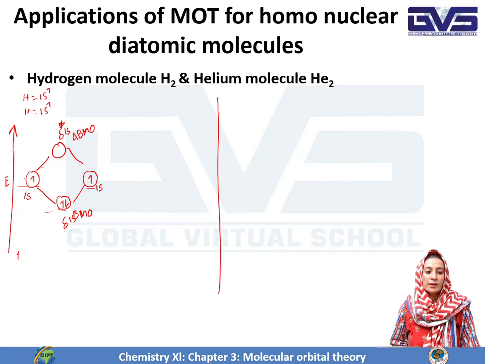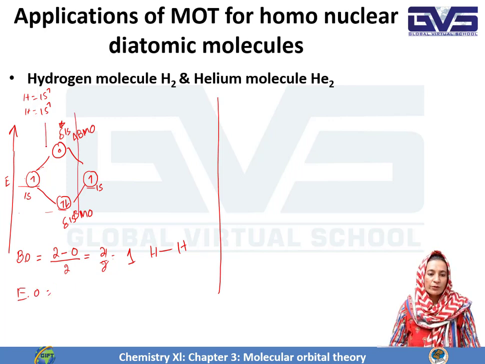Now how to calculate the bond order? How many bonds will be formed: the number of electrons in the bonding molecular orbital minus the number of electrons in the anti-bonding, which is 0. There is no anti-bonding electron. Divided by 2, so this comes to 2 by 2, and the answer is 1. It means hydrogen has 1 bond between them. Its energy order can be written from here: first sigma 1s, which is at lower energy, and then sigma star 1s.